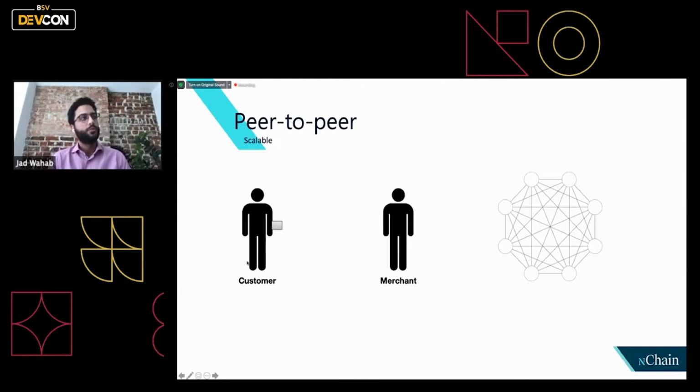A customer would send a transaction to a merchant directly, and then the merchant would send that to the network. So the merchant, or the receiver of the money, is the person who has to settle the transaction on the blockchain. It's the same concept as a check. If you want to send someone a check, you hand them the check and then they have to go and cash that check. You don't send the check to the bank for them.